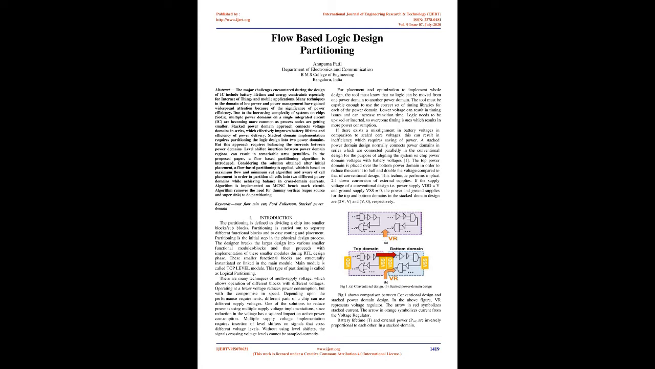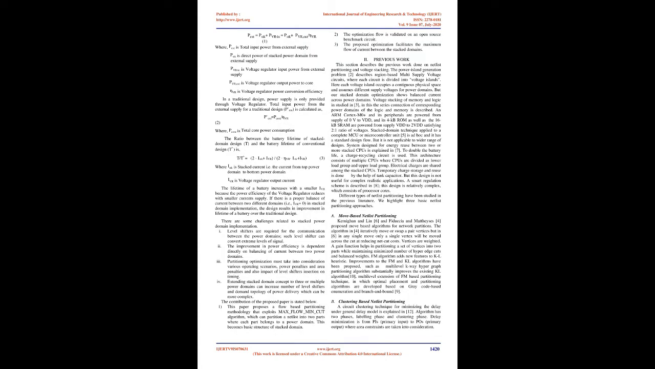If the supply voltage of a conventional design, i.e. power supply VDD equals V and ground supply VSS equals 0, the power and ground supplies for the top and bottom domains in the stack domain design are 2V, V, and V, 0, respectively. Fig 1 shows comparison between conventional design and stacked power domain design. In the above figure, VR represents voltage regulator. The arrow in red symbolizes stacked current. The arrow in orange symbolizes current from the voltage regulator.